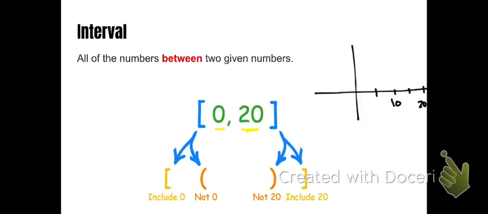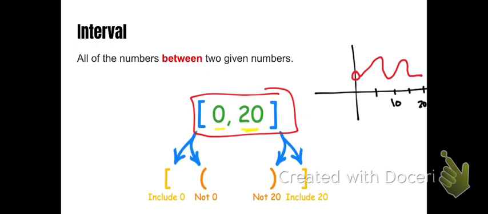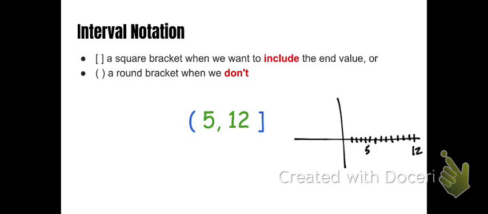So if this is telling me the domain is between 0 and 20, but not including 0 and not including 20, then there would be an open circle at 0, and maybe this is our graph, and an open circle at 20, because it doesn't include 0 and 20, but it does include all the numbers, all the x values between 0 and 20.